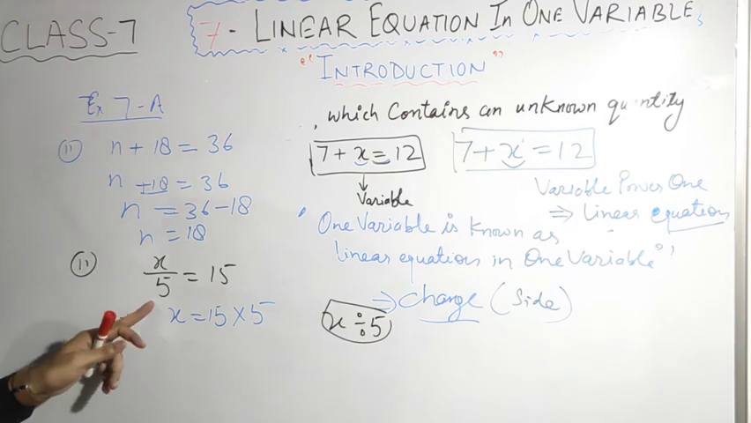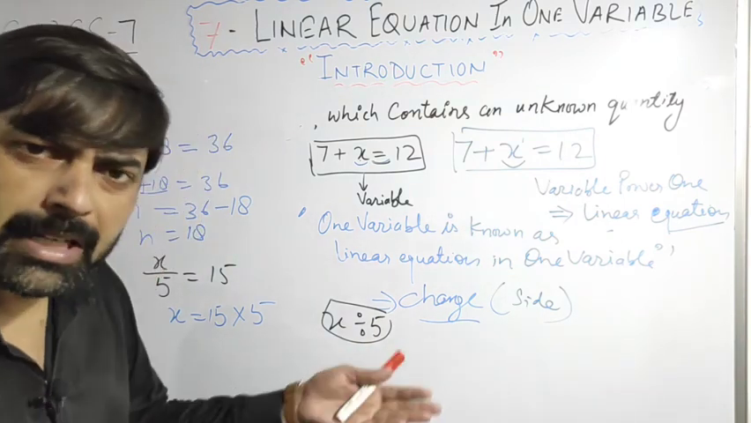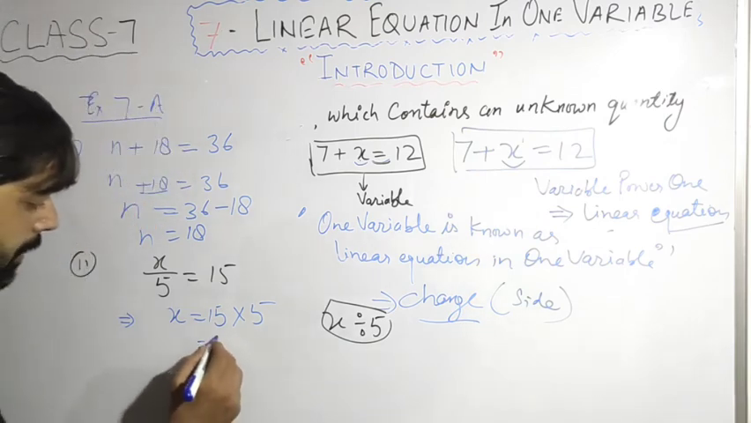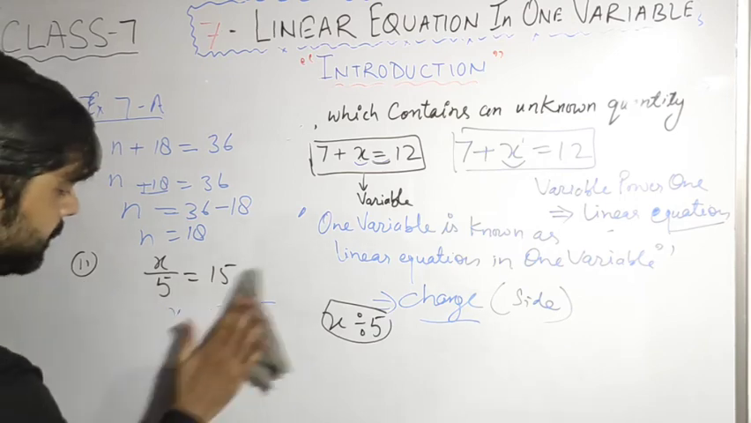ये होता है इसका मीनिंग. और डिवीजन, you know that division's opposite is multiplication. And then 15 7s are 75. The answer of x will be 75. Okay, we take another example.